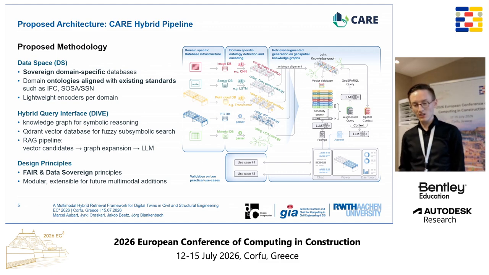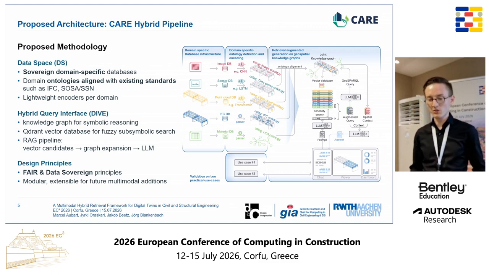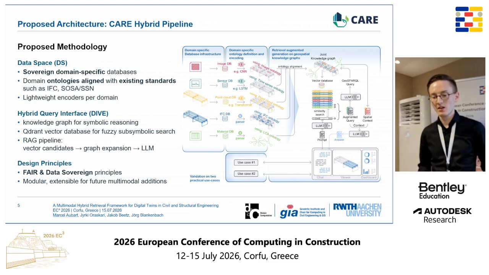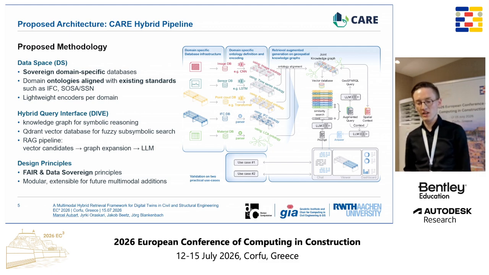Here you can see our whole project, our whole concept, starting from data spaces on the left side that should be sovereign. They should be domain specific, and we want to align them with different ontologies and encoders. Then you can see on the right side what this paper is mostly about: we try to build a system on a knowledge graph and a vector database that work together to retrieve better data. The design principles are to be FAIR, to be data sovereign, and to make it as modular as it can be, so that we can extend it in the future.